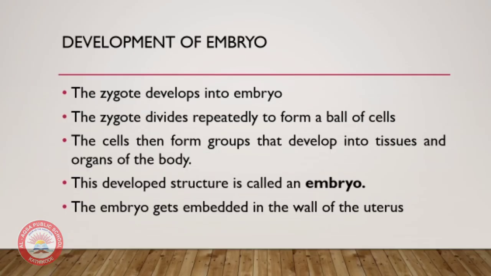The zygote that is formed after fertilization develops into an embryo. The zygote divides repeatedly to form a ball of cells. These cells then begin to form groups that later develop into different tissues and organs of the body. This developing structure is termed as embryo. The embryo then gets embedded or attached in the wall of the uterus for further development.